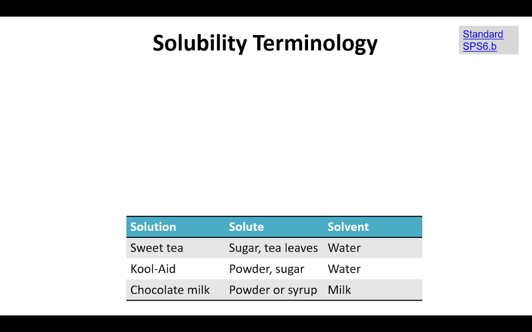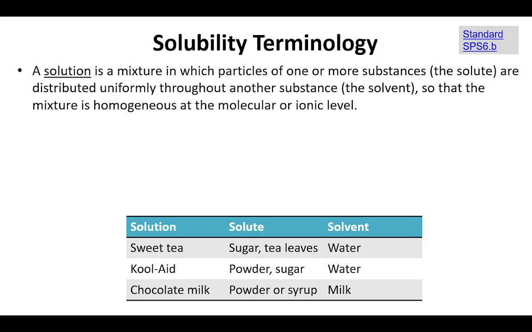So, a real quick review of some terminology that you might remember from physical science. When we are looking at a mixture of substances, it can be called a solution. A solution is specifically where one or more particles are distributed uniformly throughout another substance. These are homogeneous mixtures. The substance that is being distributed, that is being dissolved, is called the solute, and the substance doing the dissolving is the solvent.